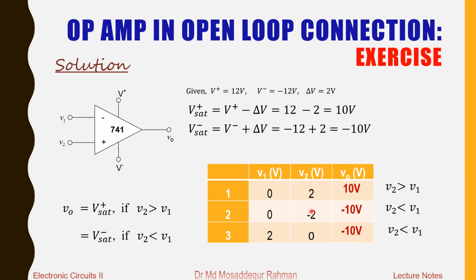Number 1: V1 is 0, V2 is 2, V2 is greater than V1, so we will get positive saturation. At the output it will be 10 volt. Second case: V2 is minus 2, so V2 is less than V1, so the output will be negative saturation, so it will be minus 10. Third one: also V2 is less than V1, so in this case also the output will be negative saturation, minus 10.